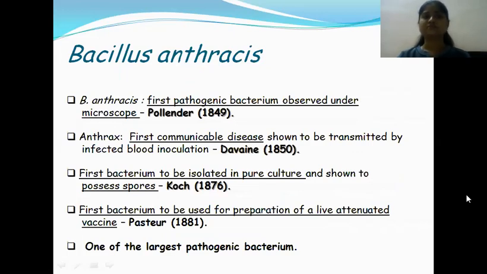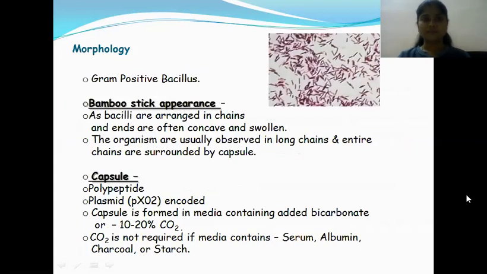Coming to Bacillus anthracis, it is associated with certain firsts. Bacillus anthracis was the first pathogenic bacterium to be observed under the microscope. It produces the disease called anthrax, and anthrax was the first communicable disease shown to be transmitted by infected blood inoculation. Bacillus anthracis was the first bacterium to be isolated in pure culture and shown to possess spores. It was the first bacterium to be used for preparation of live attenuated vaccines, and it is one of the largest pathogenic bacteria.